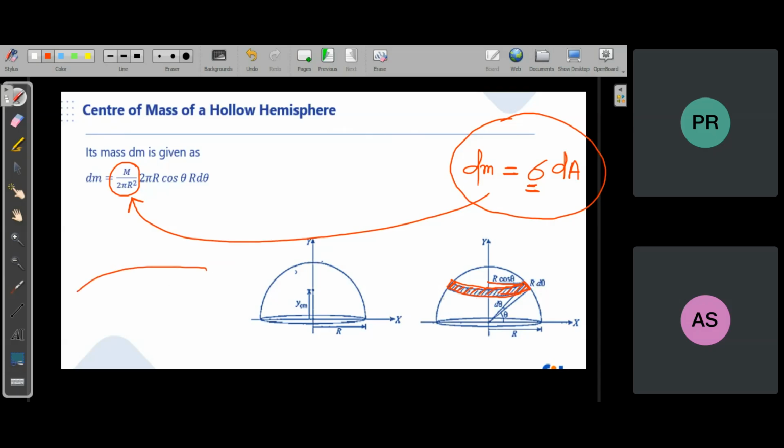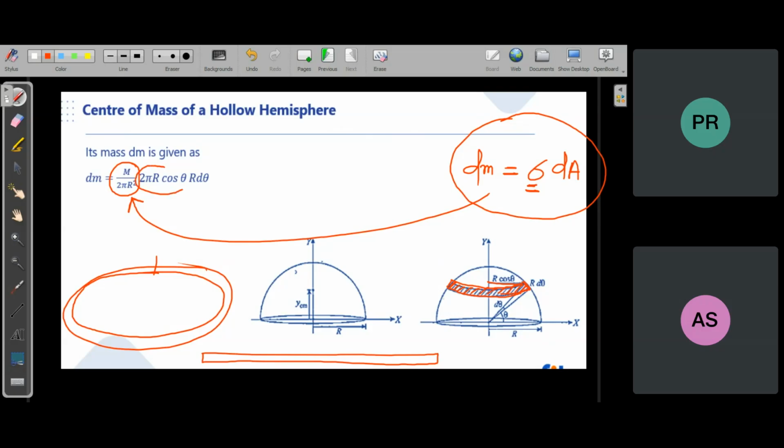And after that, area will be simply its circumference into width. This strip is there, and its circumference is 2 pi r cos theta and its width is r d theta. So if you cut and open it, it will simply become a rectangle of length 2 pi r cos theta and width r d theta. So its area will be simply length into breadth, which is 2 pi r cos theta times r d theta.